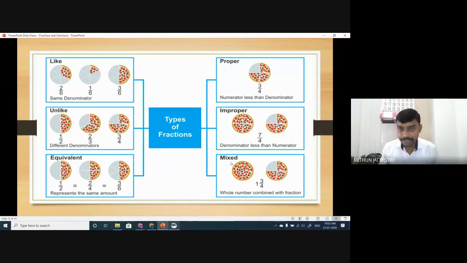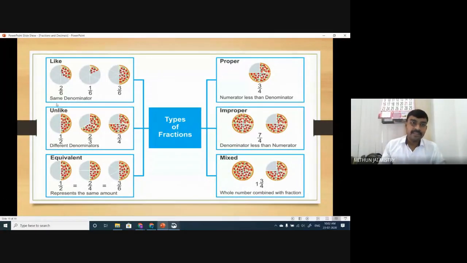Then we defined mixed fraction. What is a mixed fraction? A mixed fraction is a fraction which combines a whole number and a proper fraction. I repeat, a proper fraction. That means 1 3 by 4 is a mixed fraction. So can't we write 1 4 by 3? No, 1 4 by 3 is not a mixed fraction. That is not simplified. Further we can simplify. How? We will see that later.